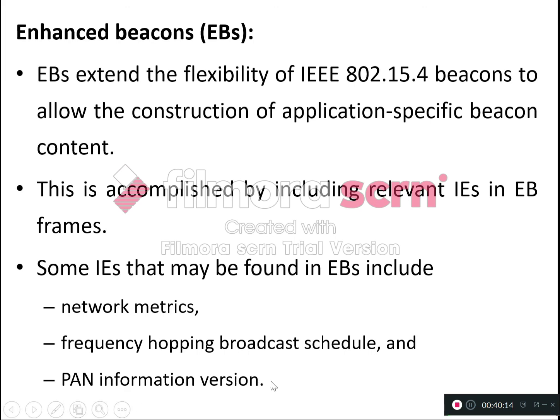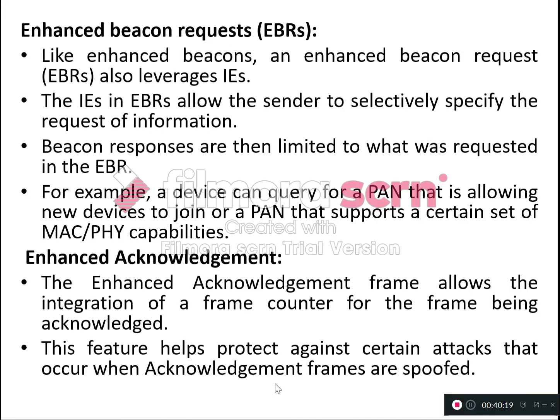So what version of PAN are we using? What is the idea of the PAN? Then enhanced beacon requests. So how are the beacon requests enhanced? Enhanced beacon requests also leverage the information elements only. The information elements in enhanced beacon requests allow the sender to selectively specify the request information. Beacon responses are then limited to what was requested in the EBR.